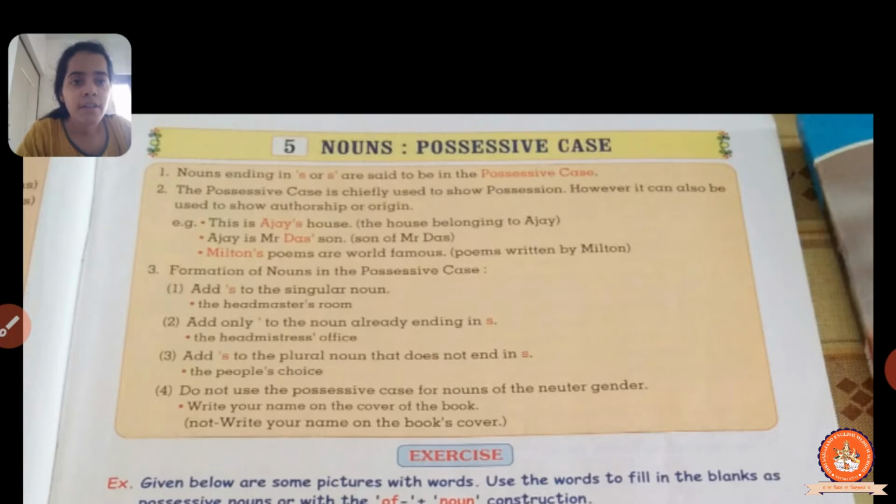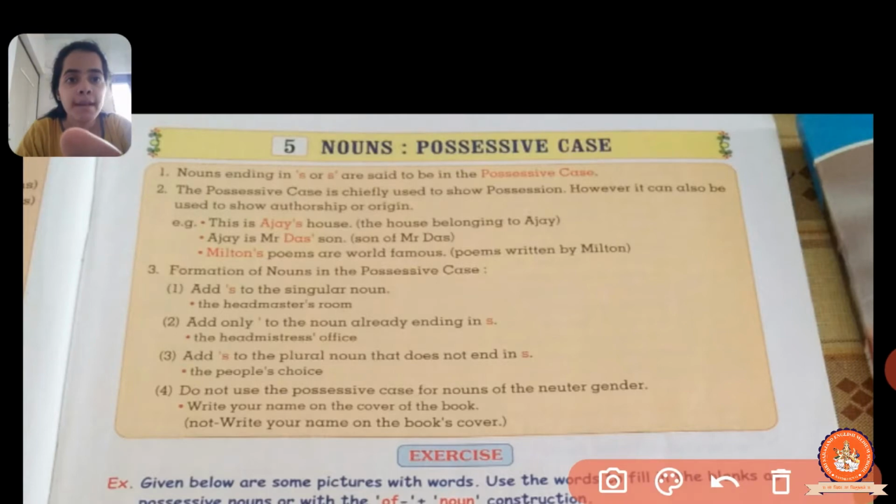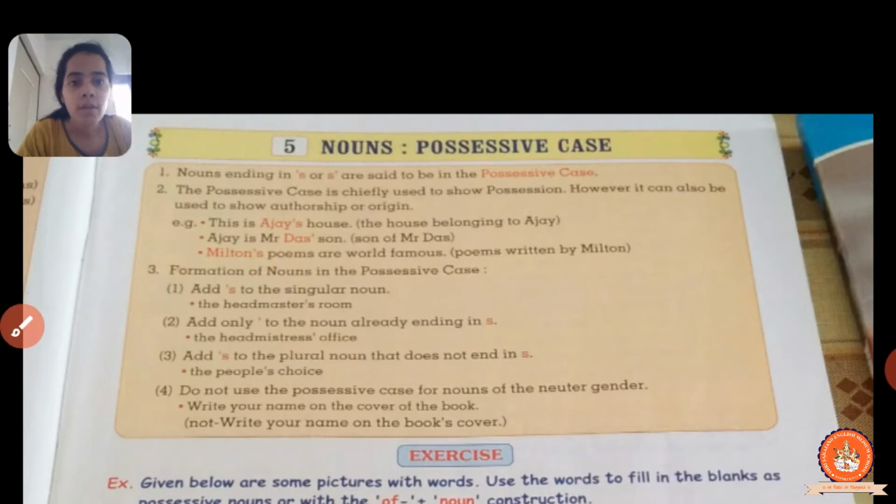Then, Milton's poems are world famous. These are poems written by Milton, the poems which are world famous. So the sentence will be in this way to show the possessive case: Milton's poems are world famous. Here, Milton's is said to be the possessive case. All the three examples which we saw over here are the examples.